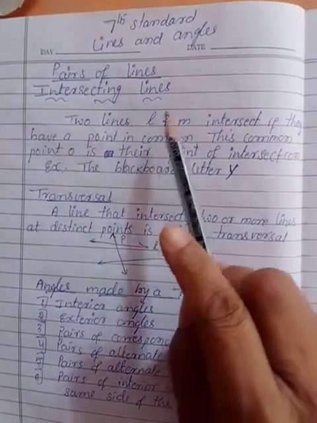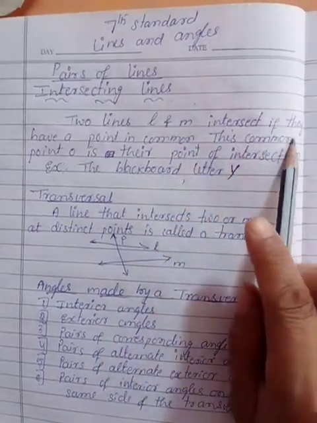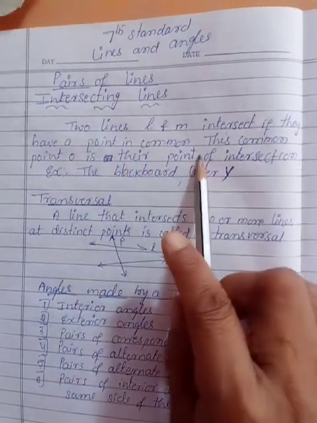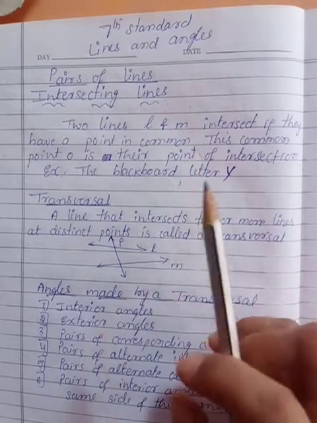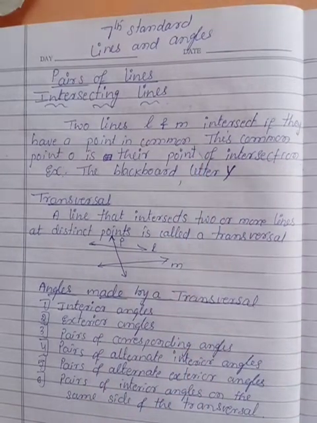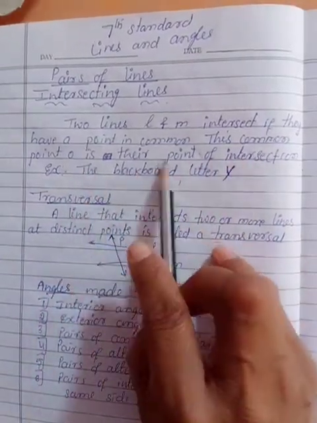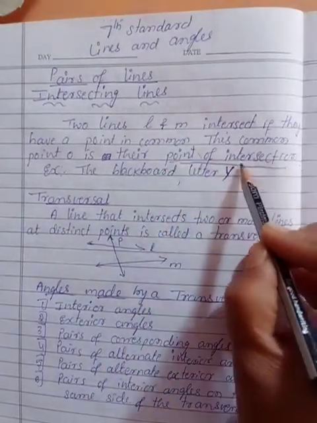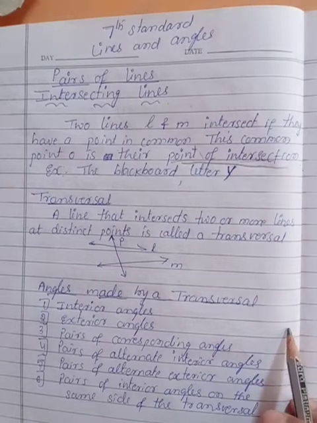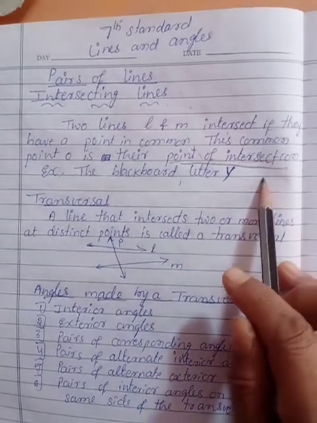Okay, in intersecting lines we will learn, children, that two lines L and M intersect if they have a point in common. When two lines have one point in common, we can say they are intersecting lines. The common point where they intersect is called the point of intersection.